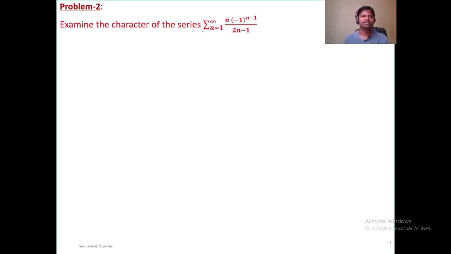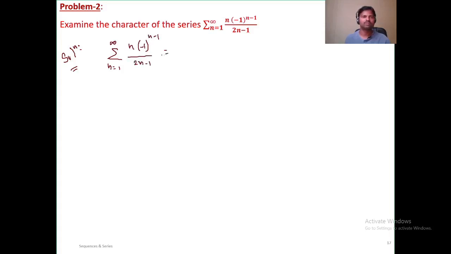Examine the character of the series. Again, it is an alternating series. Since it is an alternating series, we may move on to the first test, the Leibniz test. The series is (-1)^(n-1) times n upon 2n minus 1.